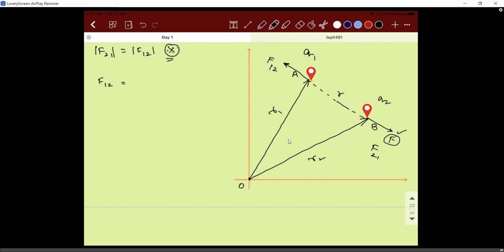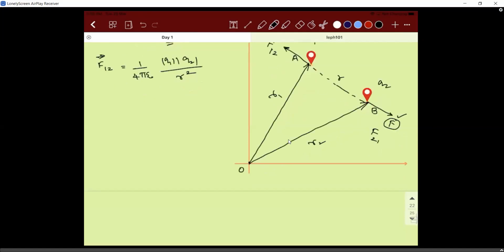Whenever you're dealing with vector quantities, first always concentrate on magnitude. So F12 is equal to what? 1 divided by 4 pi epsilon naught, Q1 Q2 divided by R square. Correct? But since I'm trying to write it in vector form, I'll put an arrow mark on top of it. Now it is my job to represent the direction.